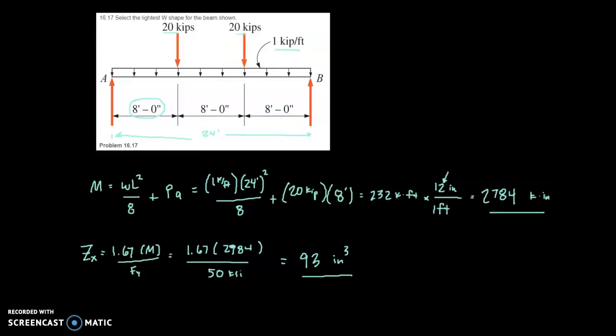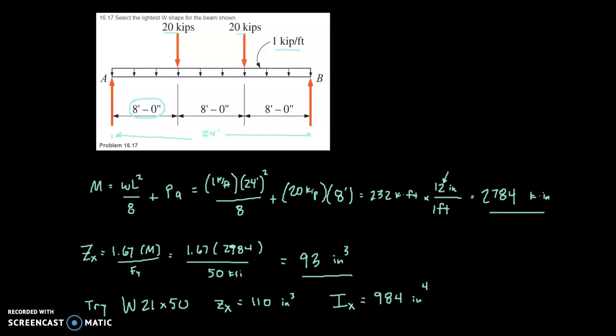So we'll use that one. I'm going to write down here that we are going to try a W21 by 50, and that has a plastic section modulus, Z sub x, of 110 inches to the third, and a moment of inertia, I sub x, moment of inertia about the x-axis, of 984 inches to the fourth.